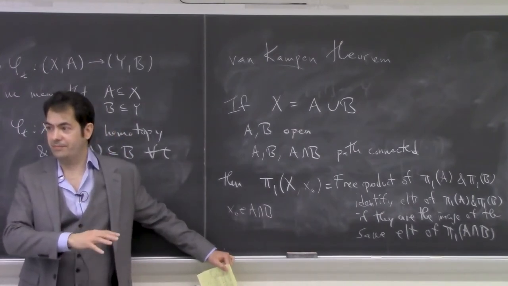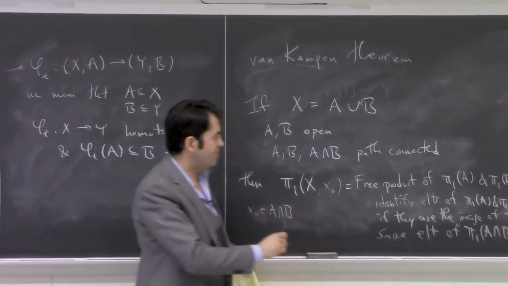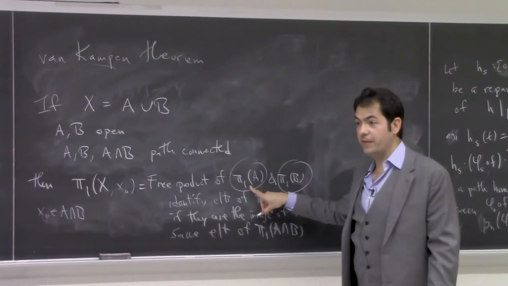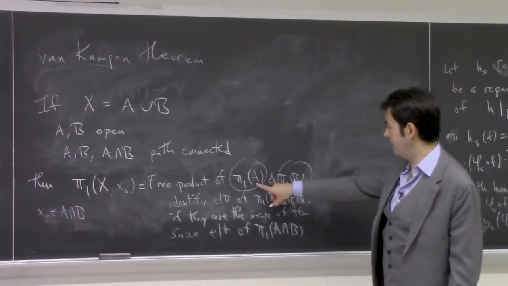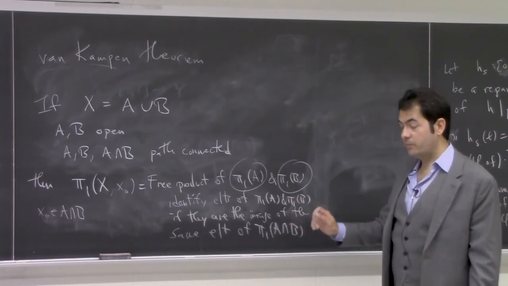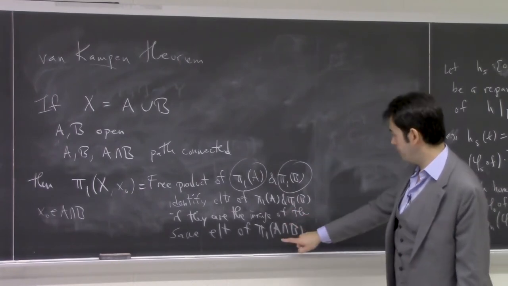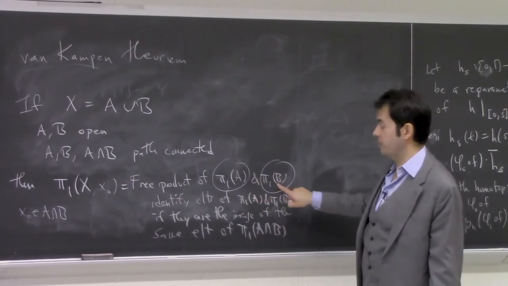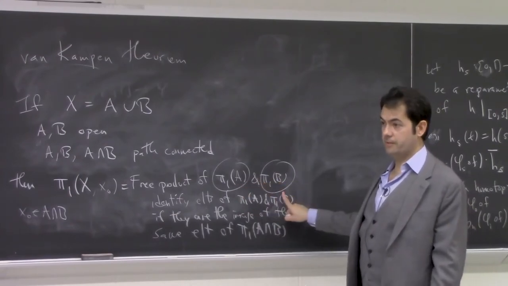Can you just say that one more time? Yeah. So we're going to have words consisting of loops in pi 1 of A and loops in pi 1 of B, right? So loops in A, loops in B. And the only relation between these loops is going to be that a loop that comes from pi 1 of A intersect B is going to give us the same element no matter which group we see it in.